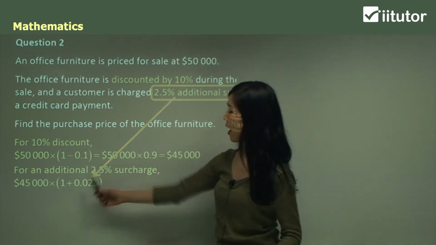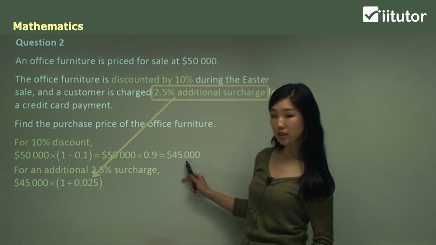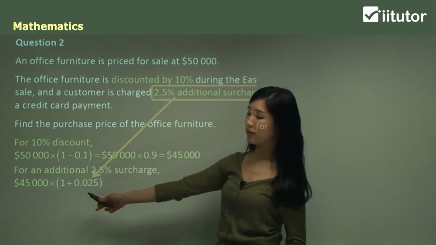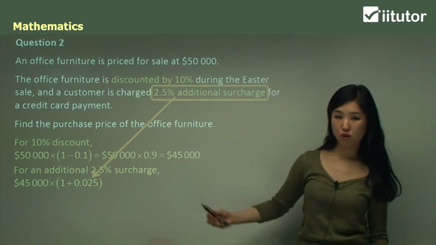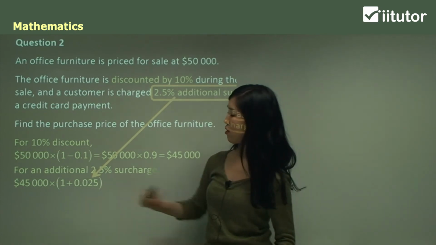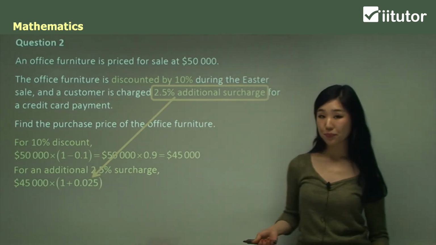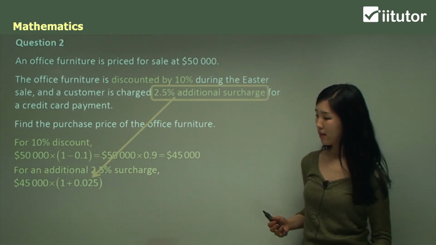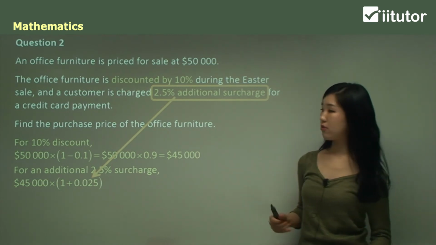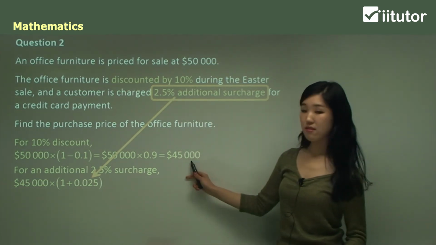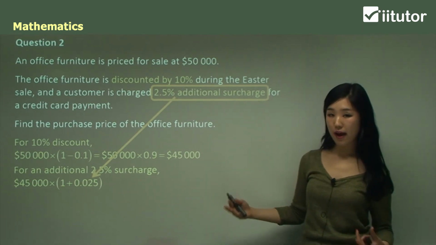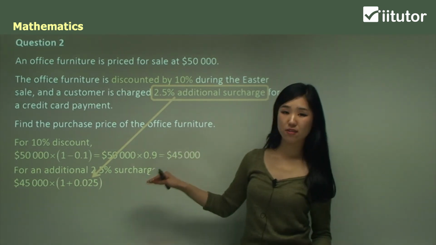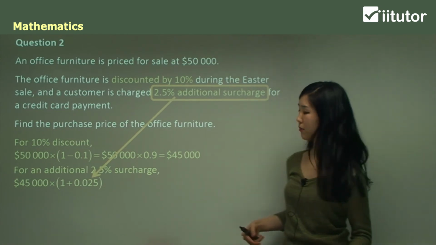Which means I'm going to multiply this value that I've discounted, so $45,000 times 1 plus the additional surcharge of 2.5%, which is going to be 0.025 as a decimal. So does that make sense, guys? I know some of you like to do 2.5% of that and then add it on top of $45,000. That's still fine, but again, you should get used to this method. It's quicker and more logical.